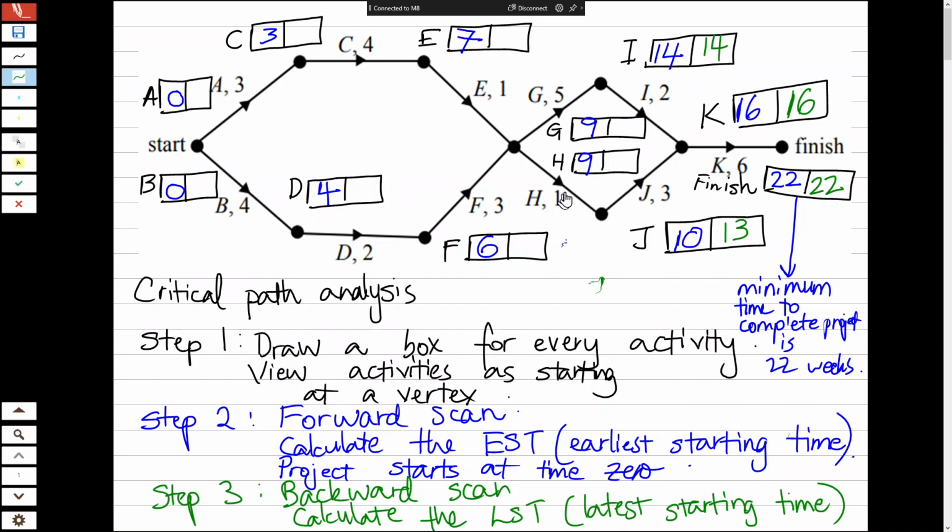All right. H takes 1 week to get to time 13. So when does H have to start at the latest? Okay. All right, so I think you're getting the hang of it. 14 minus 5 gives me 9 for the latest starting time of activity G.